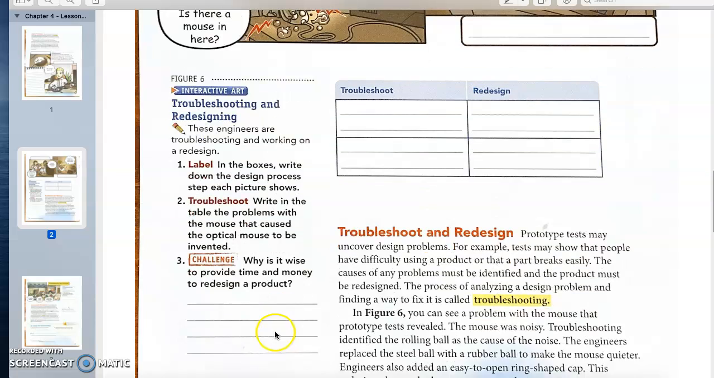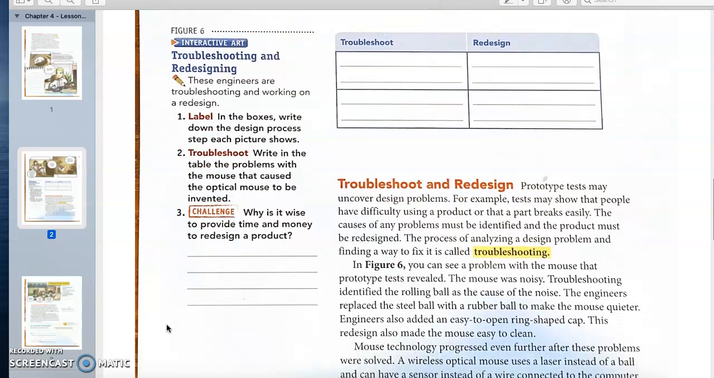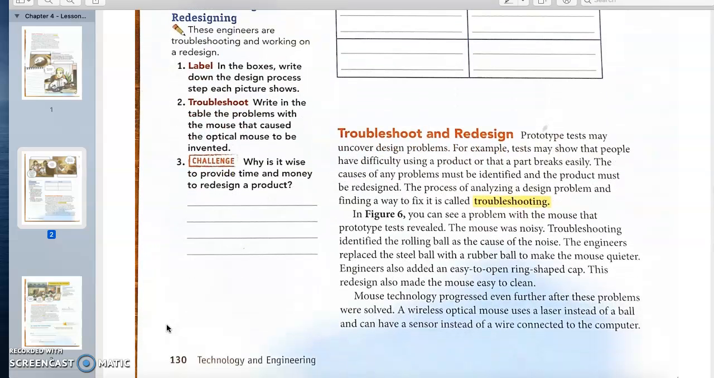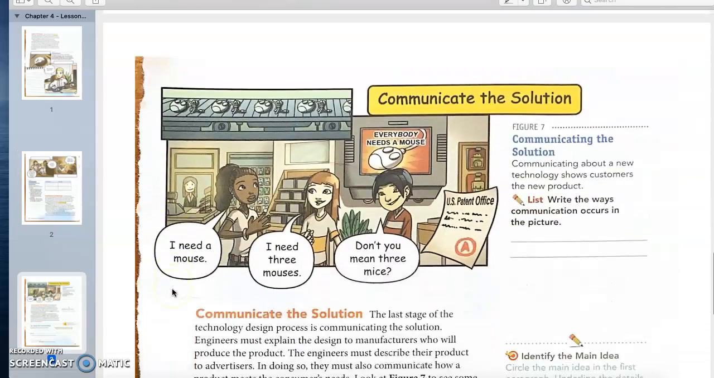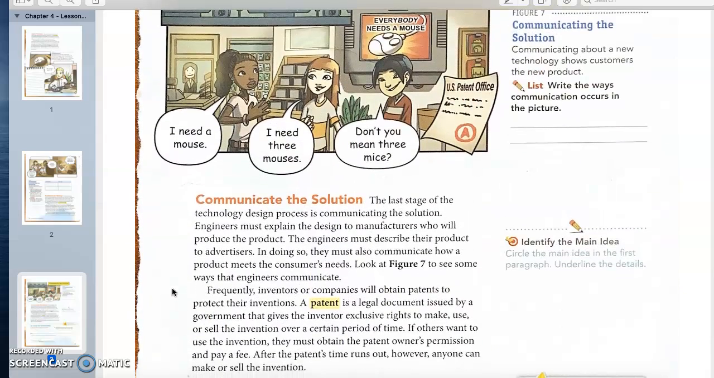Finally, for the challenge, it says, why is it wise to provide time and money to redesign a problem or redesign a product? Right, so the redesign process can solve problems and make the end product better. If you need to pause, you can to finish filling in the answers. Let's move on to page 131, our last page for today.